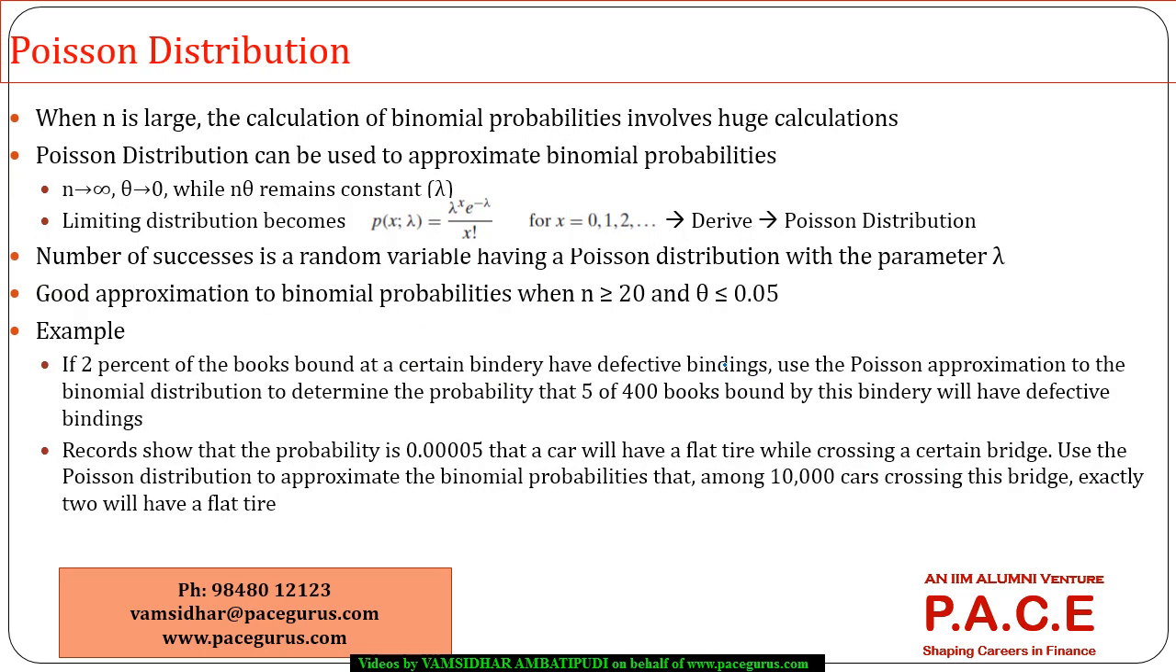Then once we are done with the hypergeometric distribution, now we are also looking at another distribution, which is the Poisson distribution. So in this case we are looking at n is very large, small theta. When n is very large, if I have to compute the binomial probabilities where you are using nCx, it's very difficult to simplify the binomial probabilities. Simple calculations will not do the job.